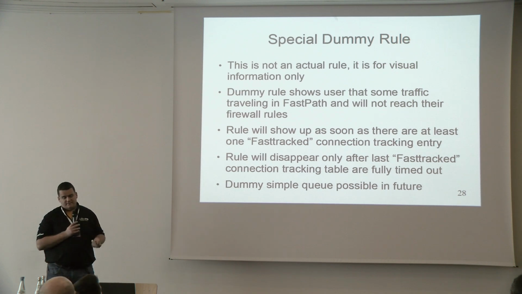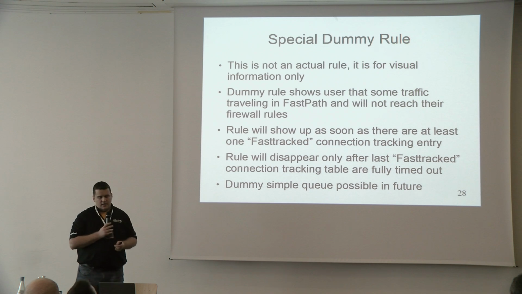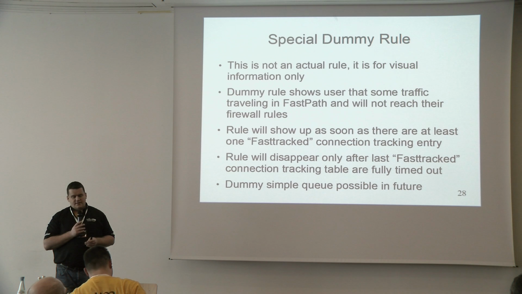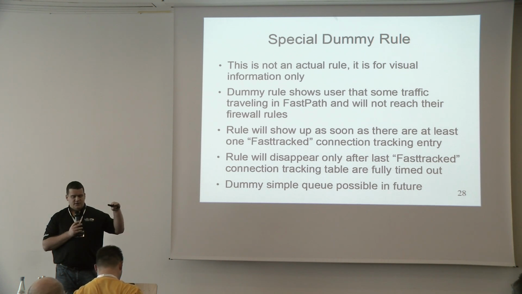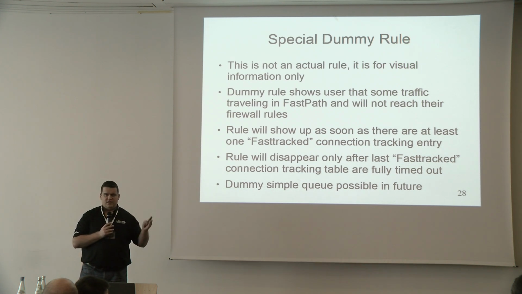So again, this is visual information only. It's not an actual rule. And this rule will show up as soon as you have at least one connection tracking entry in your connection tracking list. And it will remain there until the last fast track connection times out. So it's not like when you enable a rule, it appears, and when you disable a rule, it disappears. No, it will wait until all the connections with the fast track flag finish.